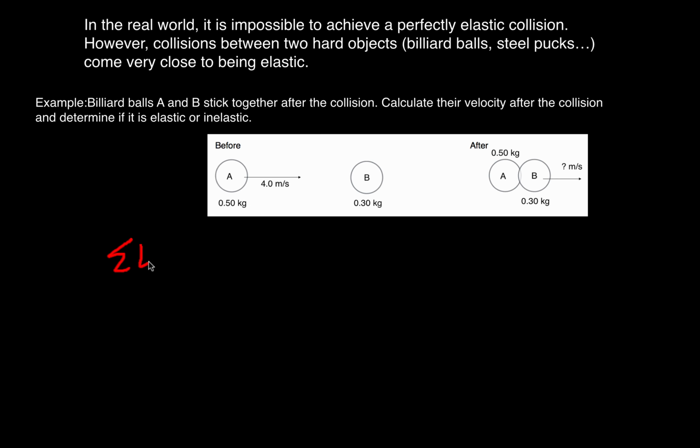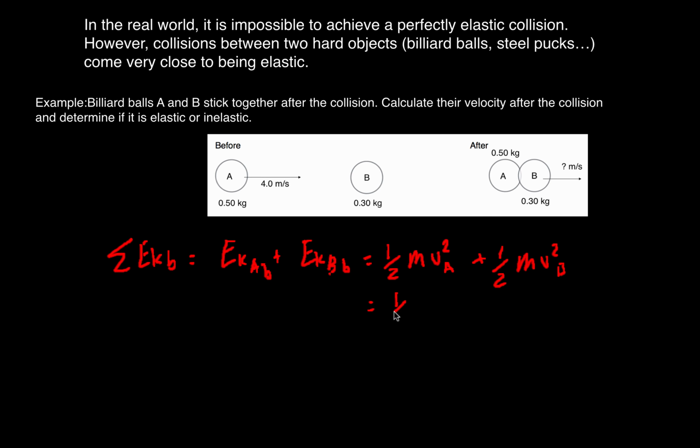The sum of the kinetic energies before the collision is the kinetic energy of ball A plus the kinetic energy of ball B, both before the collision, or 1/2 mv squared for A plus 1/2 mv squared for B. So EK before the collision is 1/2 times 0.5 times 4 squared plus 1/2 times 0.3 times 0 squared, which is 4 joules.